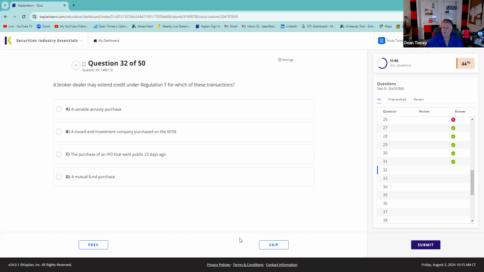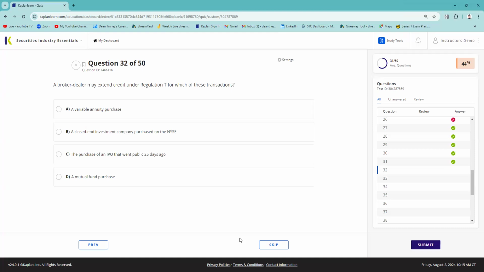A mutual fund is continually offering new shares to the public. I just told you I can't extend credit on new issues. So C and D are both out because Reg T says we can't extend credit for new issues. You don't borrow to purchase a variable annuity. Annuity, that's what I thought. That's right. So A is out automatically.